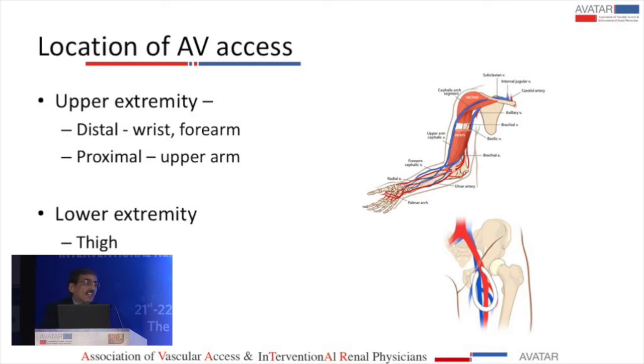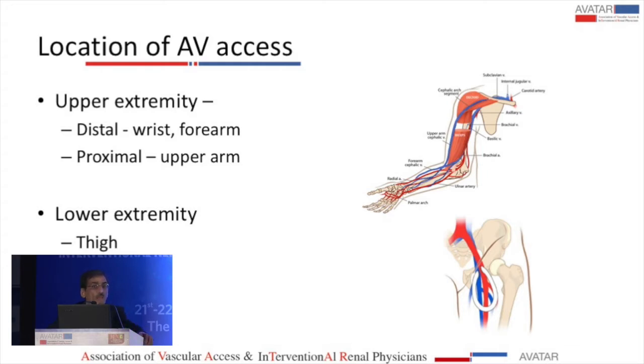So once most of the routine access sites have been used up, generally we talk about running out of options, and that's when we start looking at alternatives. Now here, the question that should come to your mind is, have you really exhausted all options? That's the critical question that you need to ask yourself and ask your team and ask your surgeons.